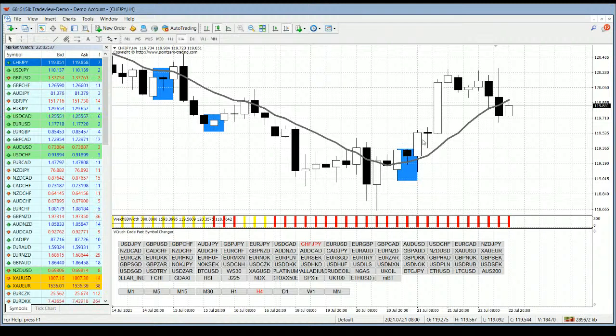Okay, that is how to identify the inside bar. So we know that already. Now, how do we trade this simple strategy? There are only very little criteria you need to be aware of.